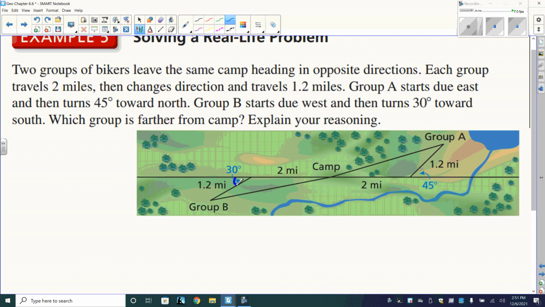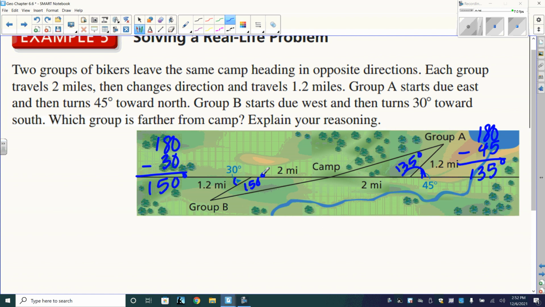Now the angle that they're talking about that they are changing is not inside the triangle, but is outside. Now, these two angles here add together to be what? 180, because they make a straight line. So here we have to do 180 minus 45, which is 135 degrees. So this angle here is 135 degrees. Here we're going to do 180 minus 30, which is 150 degrees.